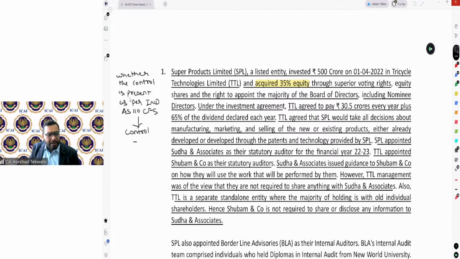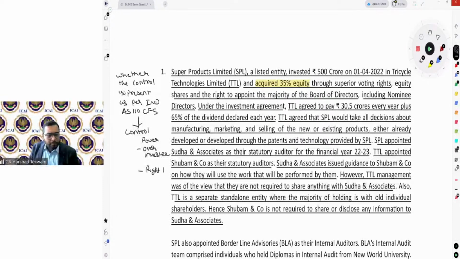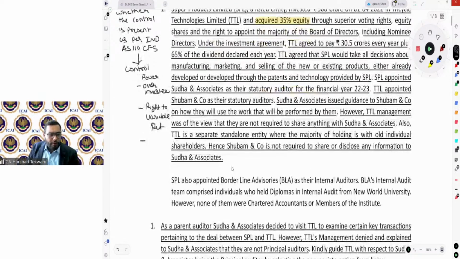For control, there are three things: first, power over the investee; second, exposure or right to variable returns; third, the condition is ability to use its power over the investee to affect the investor's return.